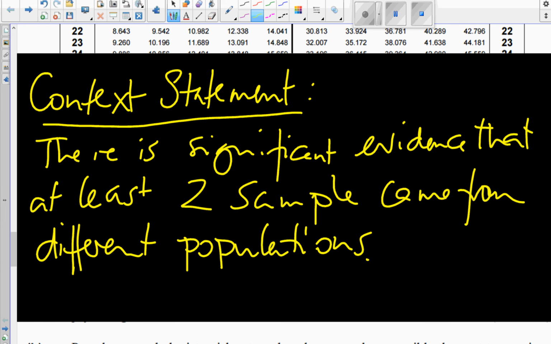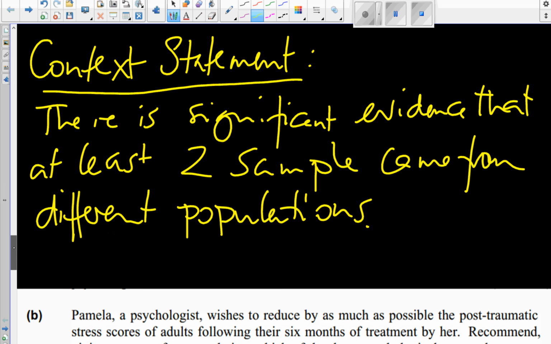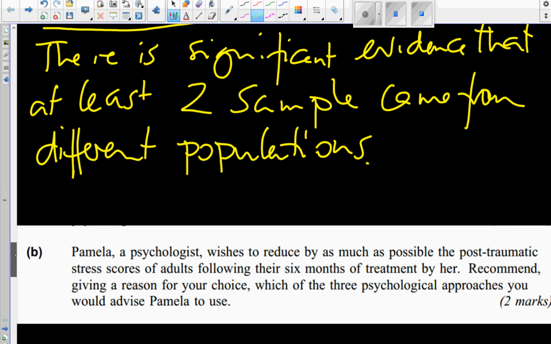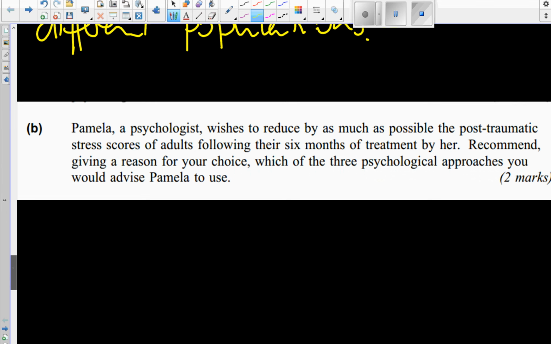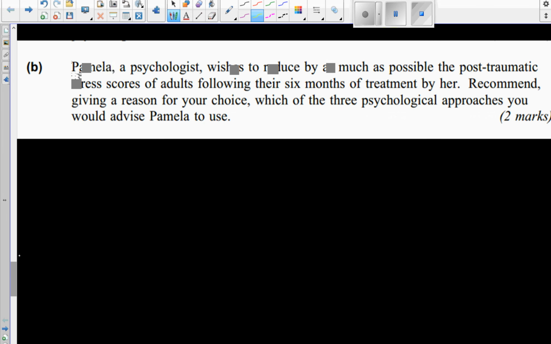So that's pretty generic, isn't it? There's not a lot of specifics in there because at this point we don't know necessarily which of those come from different populations. But let's go on, because quite often in these cases they ask you a second question that takes you into that. So let's have a read of part B. Pamela, a psychologist, wishes to reduce as far as possible the post-traumatic stress scores of adults following their treatment. Recommend, giving a reason, your choice of which of the 3 approaches you would advise Pamela to use.